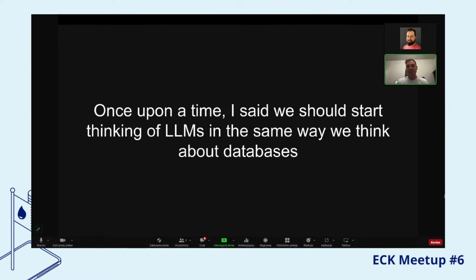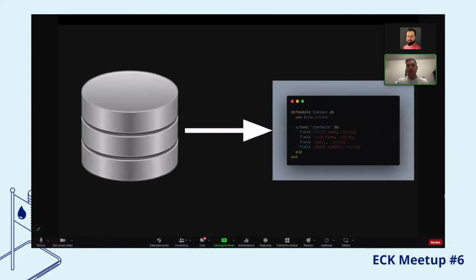So yeah, once upon a time, and this is my talk in MPEX, I said that we should start thinking of large language models in the same way that we think about databases. And I didn't necessarily mean that in the way that you should go and query a large language model like you would query a database and expect a deterministic output. But it is a useful segue for the concept I'm going to present to you here. So if you think about how you use a database in your application, you have your database on the left, and that maps directly to some schema or Ecto schema in your application.